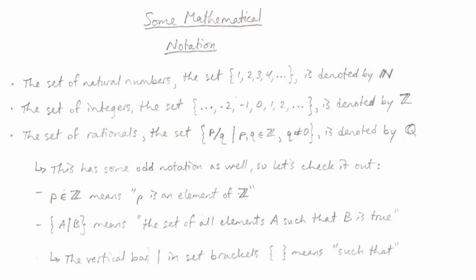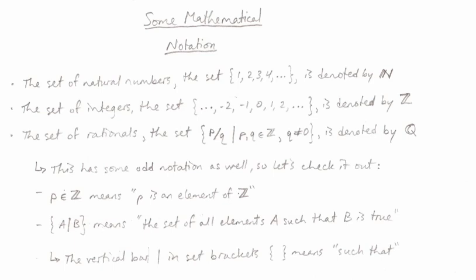The next most common set that we'll work with is the set of integers, or just whole numbers. They can be negative, they can be positive, they can be 0 as well. So any whole number belongs to the set of integers, and we typically denote this set by a fancy capital Z.